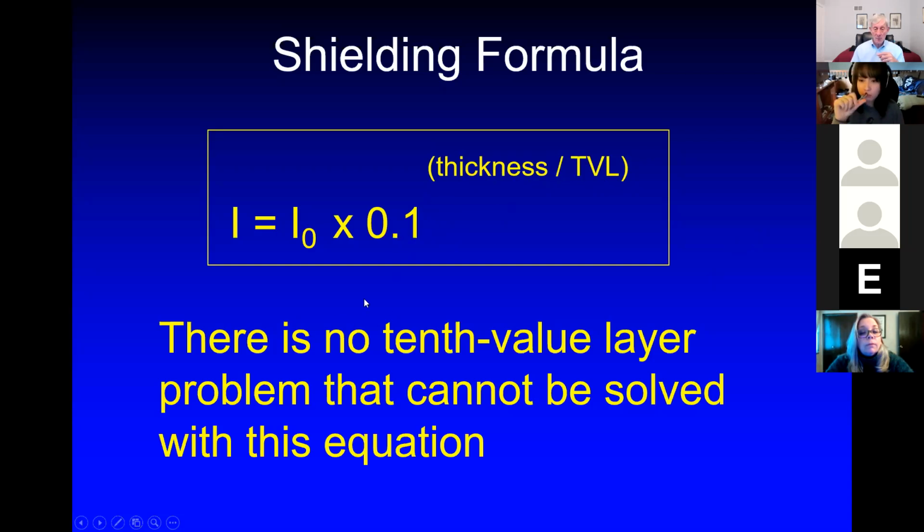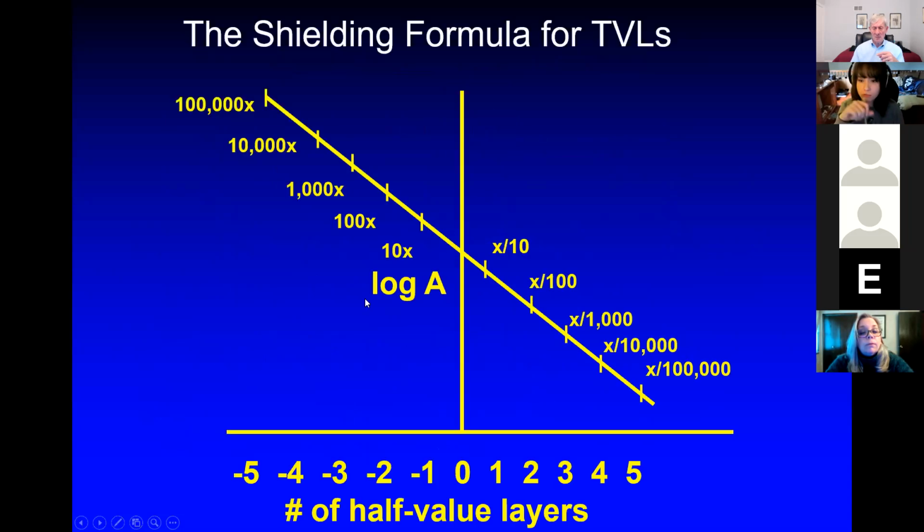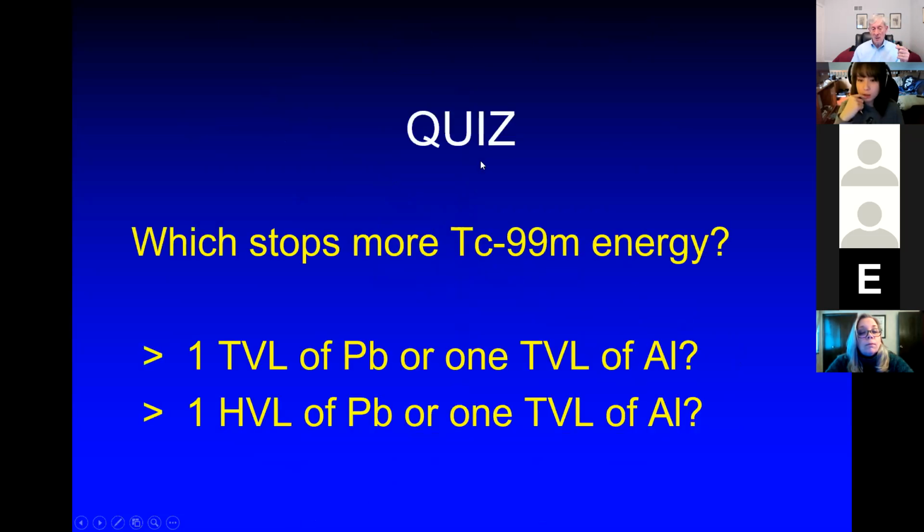Let me see if there's anything I wanted to cover. Yeah, let's take a look at this. Here, you can go from your original value to, as you put TVLs in place, it's going to drop by a factor of 10, then by a factor of 100, and then 1,000, 10,000, 100,000. And as you take out TVLs, it's going to go up. The first TVL you take out goes up by a factor of 10, then it goes up by a factor of 100, 1,000, 10,000, 100,000.